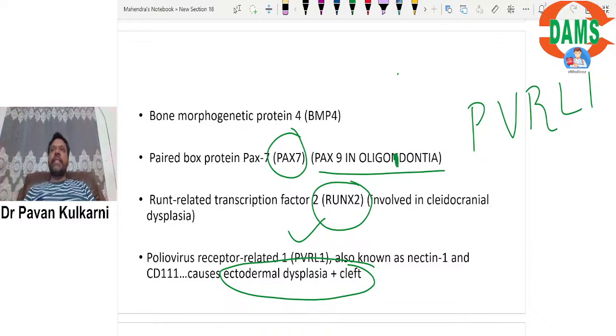You should remember this can be in this table of genes. This can be a very potential question, and this has appeared. This PVRL1 has appeared previously in one of the examinations: what is the gene which can cause both ectodermal dysplasia as well as cleft? That is PVRL1. Okay, so we should be aware of these genes. Now let us move on to the next part here.